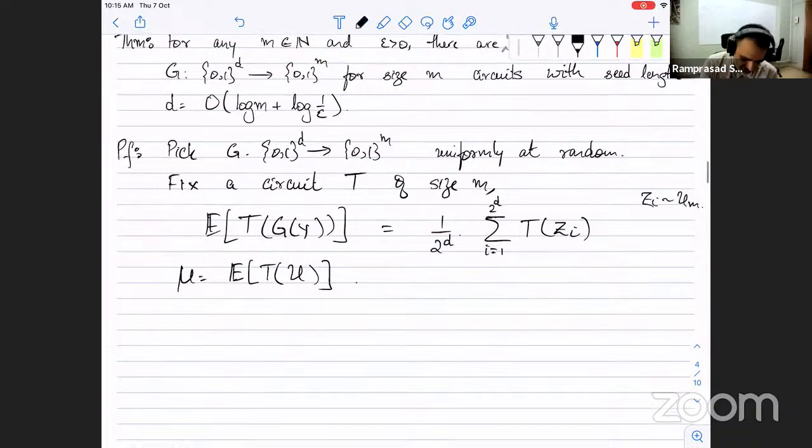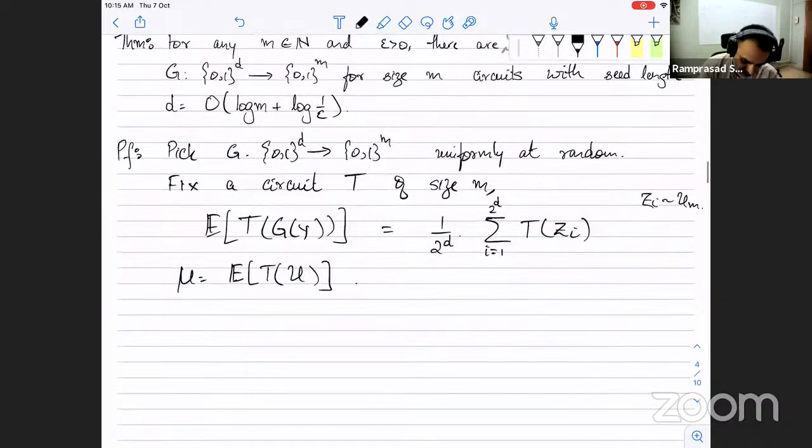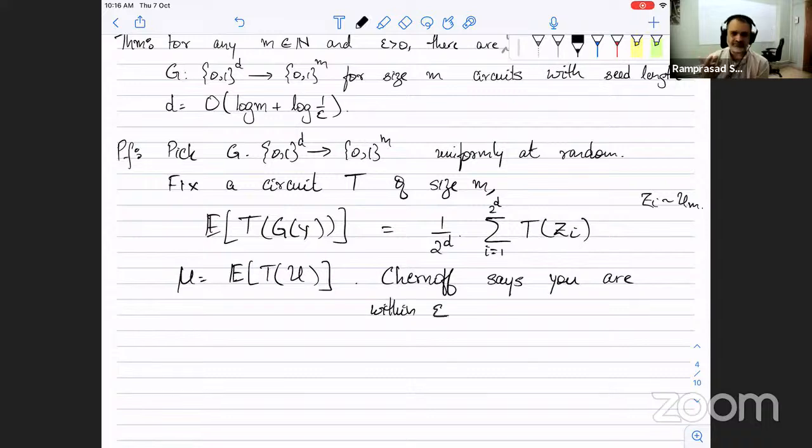So, I'm hand waving a little bit, but hopefully this makes sense, which is that Chernoff basically says you are within some parameter epsilon with probability at least something like 1 minus exponential in some epsilon squared times number of samples. Number of samples here is 2 to the D. Oh, maybe I forgot a minus. Okay. There's some constants, etc. there, which I'm just ignoring.